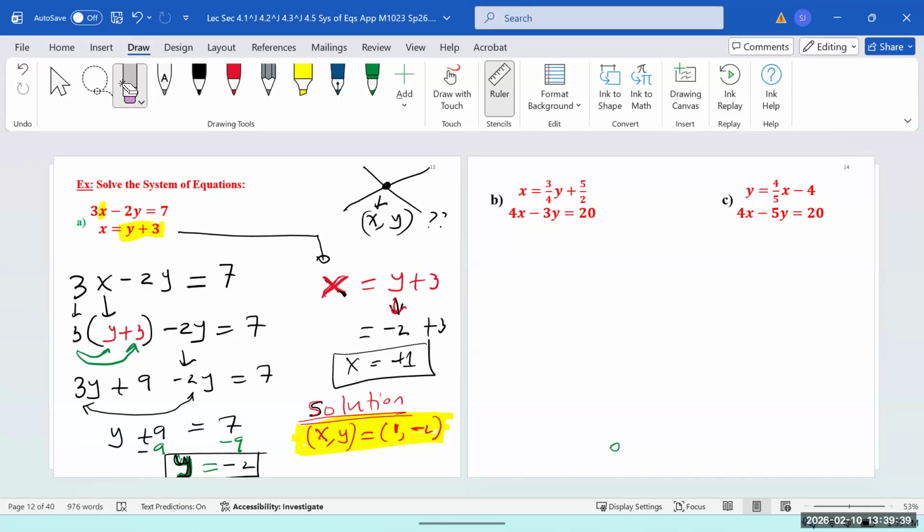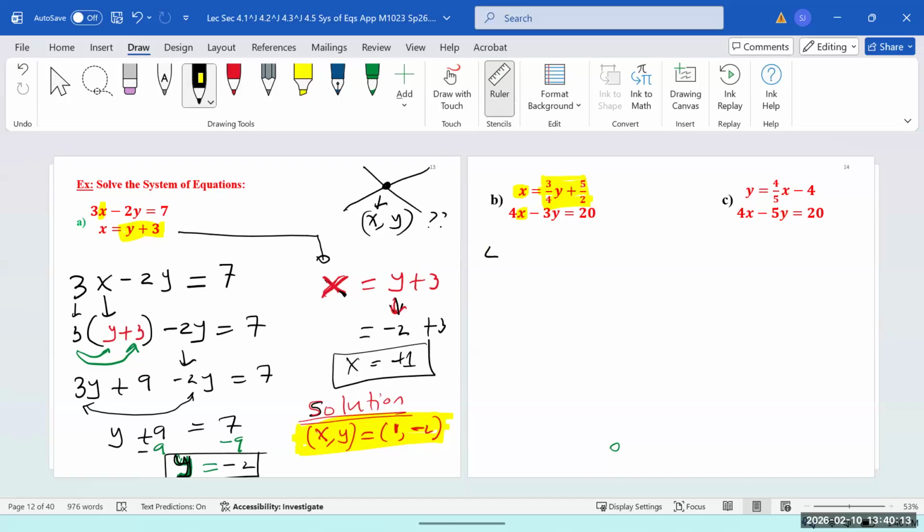Okay, so I'm going to use the substitution method again. Why? Because one of the variables is already alone. If something is already alone, why not just use substitution? You don't have to, but why not? So I'm going to replace x in the second equation with this entire horrible looking thing. But just because it looks bad, it doesn't mean it will be bad.